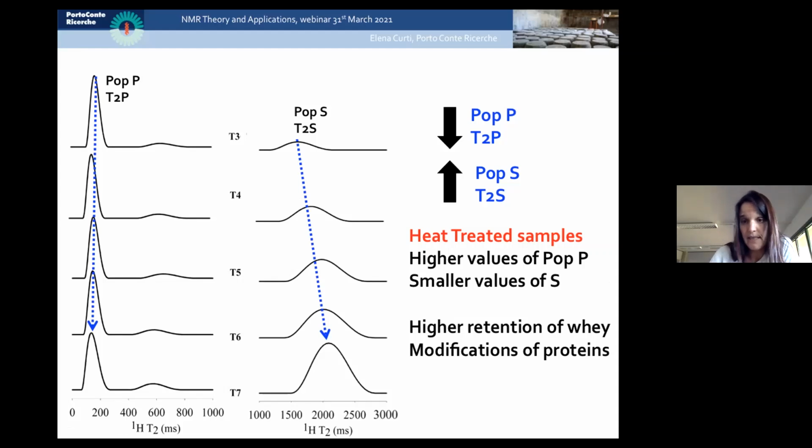Okay, so we could hypothesize that the fact that milk was heat-treated also affected how whey was expelled from the curd. In the case of the heat-treated curds, we could say that we had a higher retention of whey, which is related to the fact that proteins were actually modified by the application of the heat treatment.